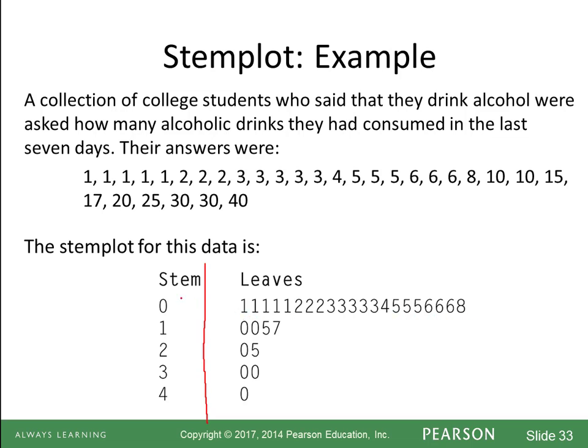Now the stem here stands for 10, so I put the 1 there, and 1 10, 2 10s, 15, 17. Then for 20, I have 20 exactly and 25. 30, I have 2 30s, so I just put the zeros there. And 40, so I can see that this is going to be a skewed data set. If I could turn this to the left, it would look a lot like a histogram.